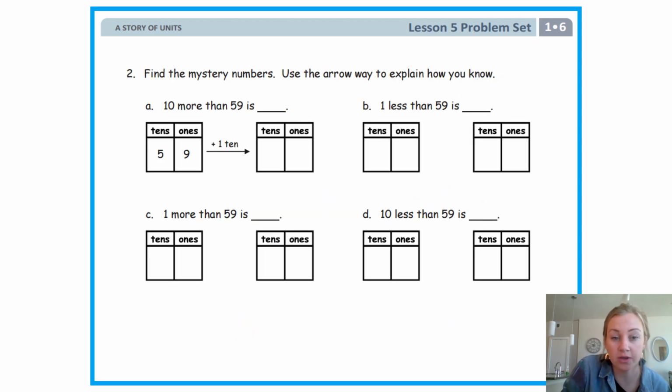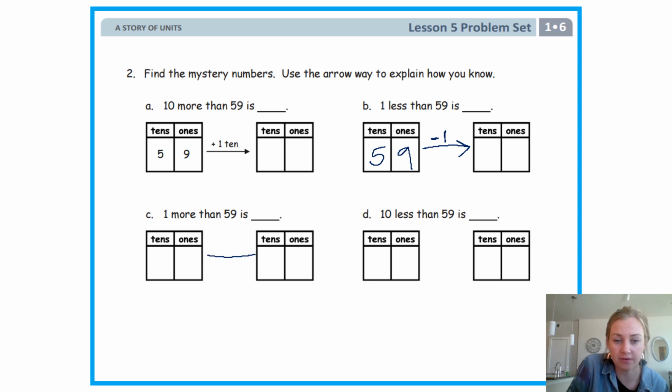For number 2, you're going to find the mystery number and use the arrow way to explain how you know. The arrow way will look like this. If it says 10 more, draw your arrow and add 10. 1 less than 59. 1 less. Less means minus. Your first number is going to be 59 minus 1, and write the answer in the next place value chart.